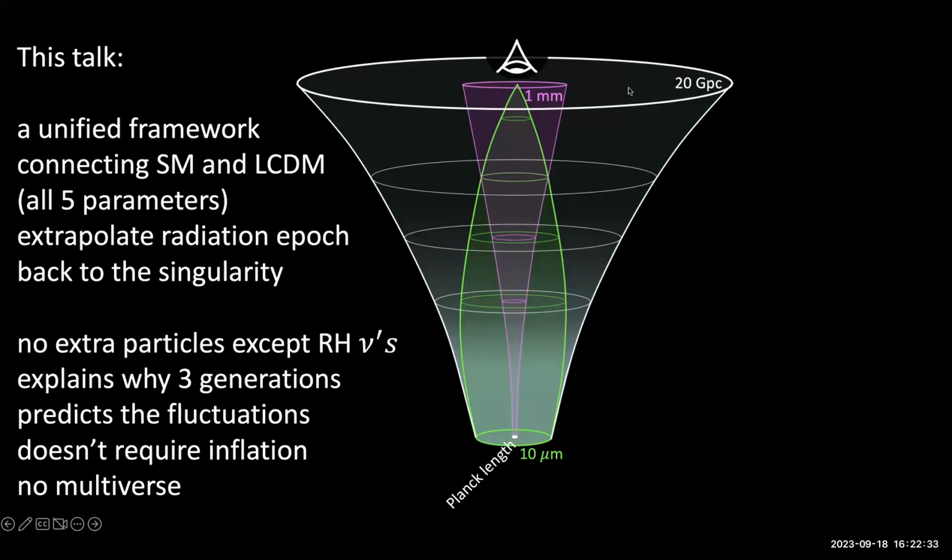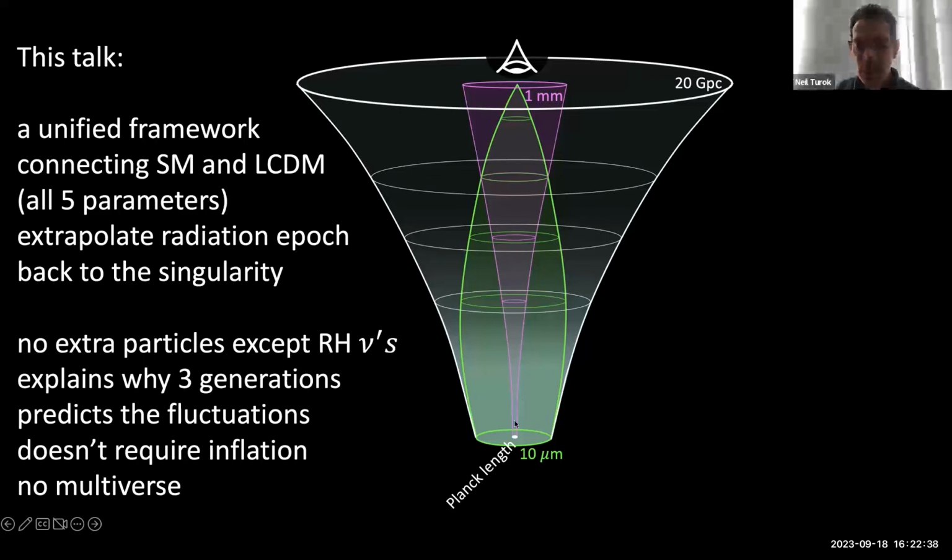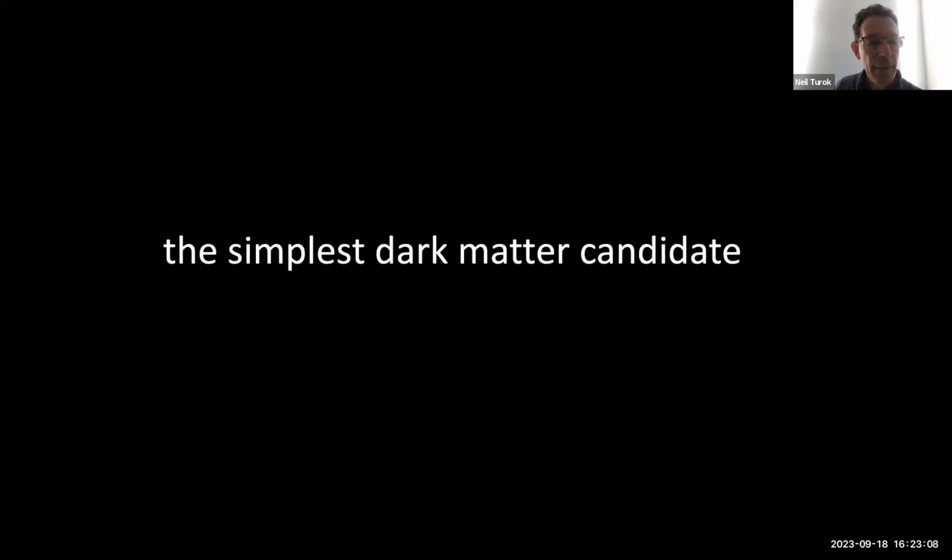So we're going to take this point of view that there was nothing dramatic apart from the radiation epoch all the way back to the Planck time. And the large scale structure we see is kind of like a microscope amplifying the small scale fluctuations at the Planck time into the large scale structure we see now. And as I'll explain, we think we have a new explanation for those fluctuations quantitatively.